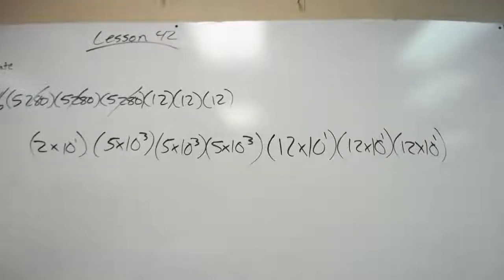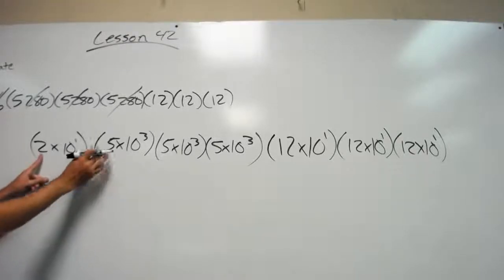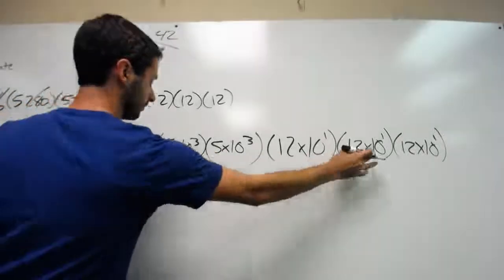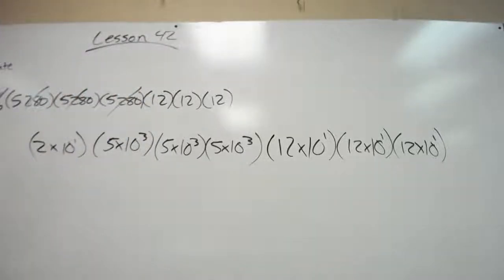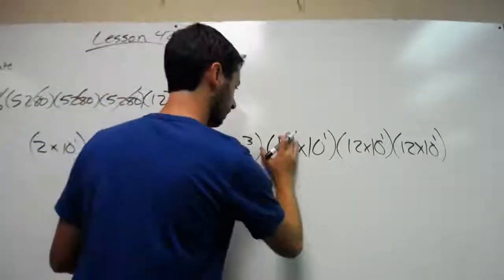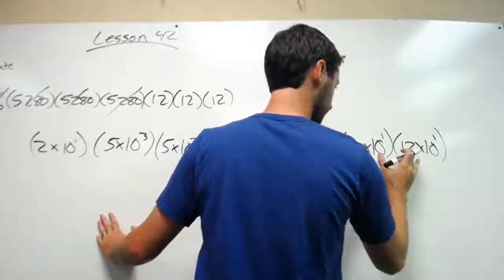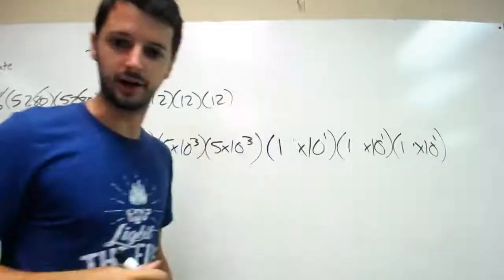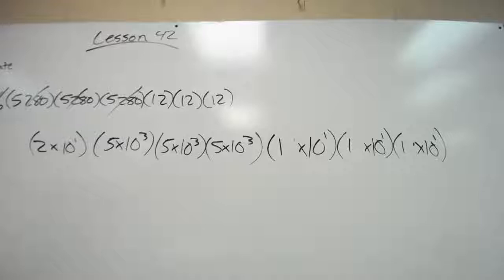Now we just have to put it all together. When we put it all together, what I'm going to do is multiply all the whole numbers: the 2, 5, 5, 5, 12, 12. Sorry, this would be 1 times 10 to the first. Caught my error. A good thing, because otherwise it would have been confusing.